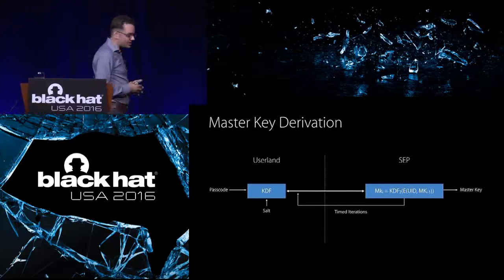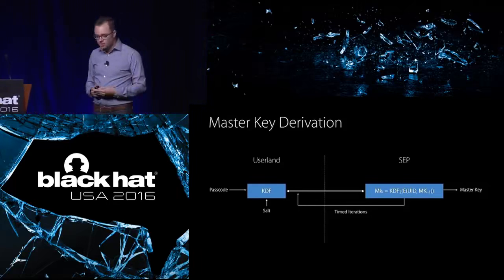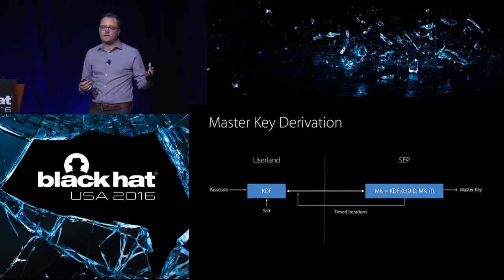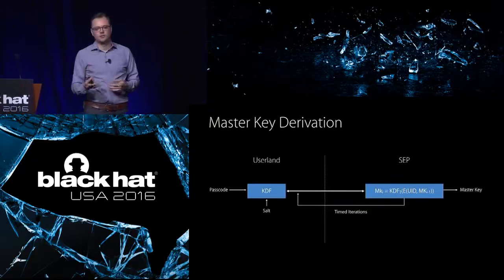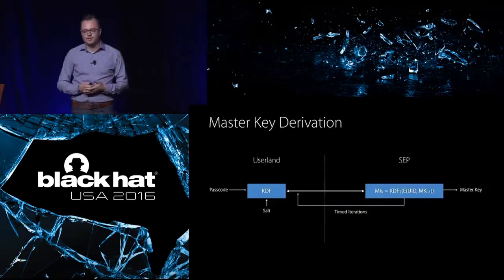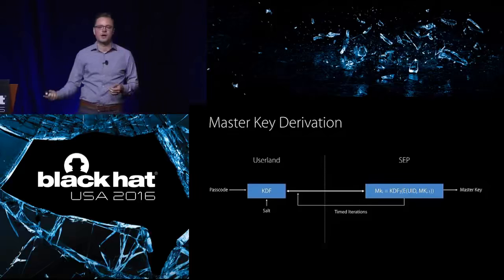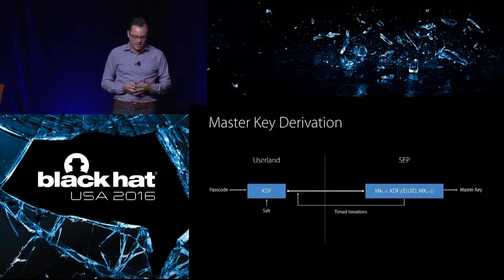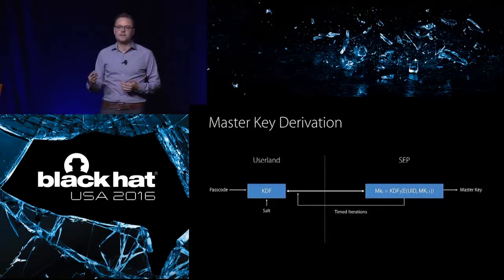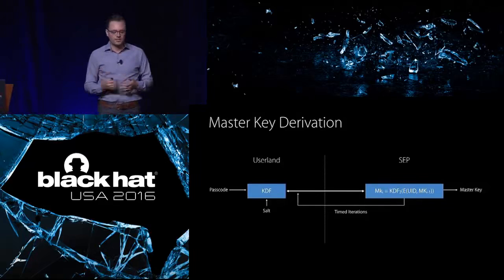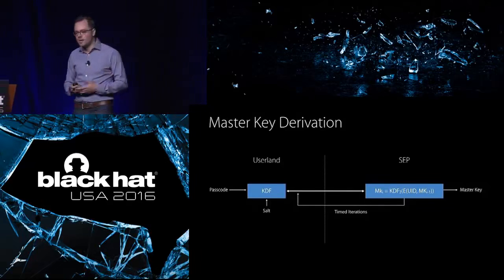So I mentioned that the master key is derived from a combination of the user passcode and the UID key. This is a very straightforward process. Effectively, we take the user passcode and the salt in userland, we run it through a key derivation function, and then we move it over to the hardware side where the SEP will continue iterating on it using the UID key. And the number of iterations is chosen to meet a time goal, which is between 100 and 150 milliseconds. So we want it to be the case that the derivation takes a certain amount of time.